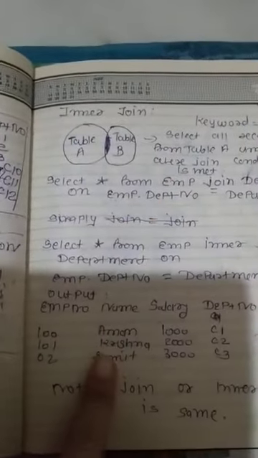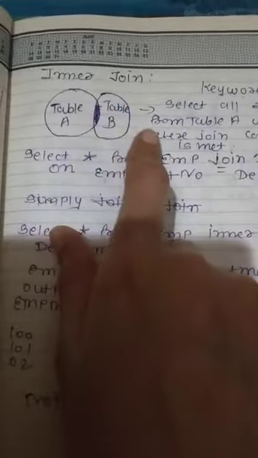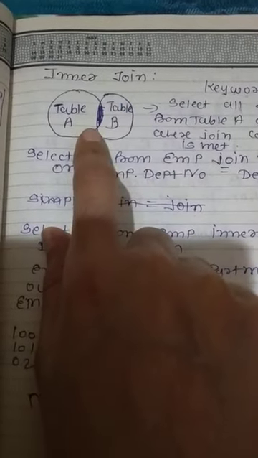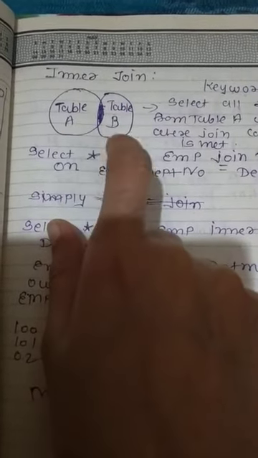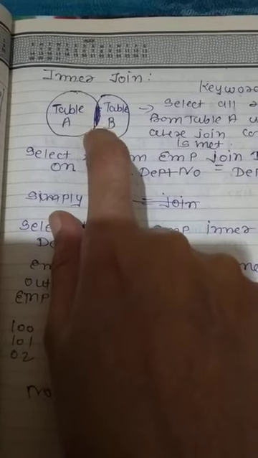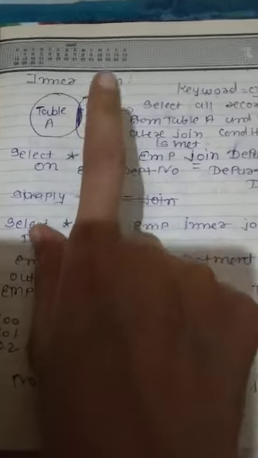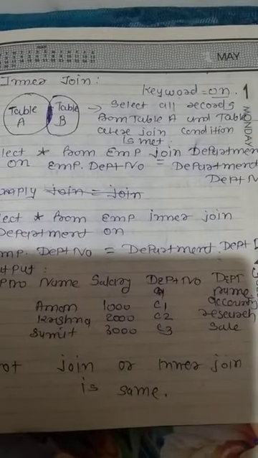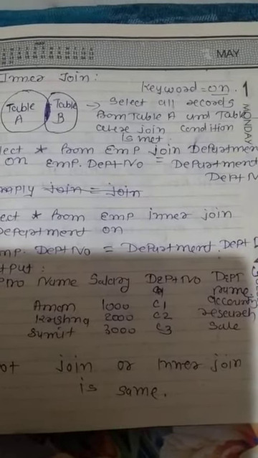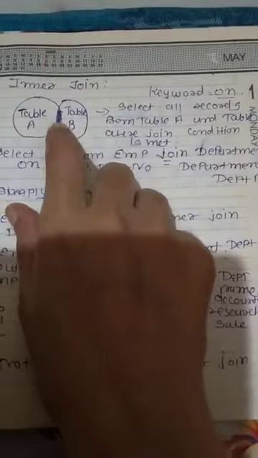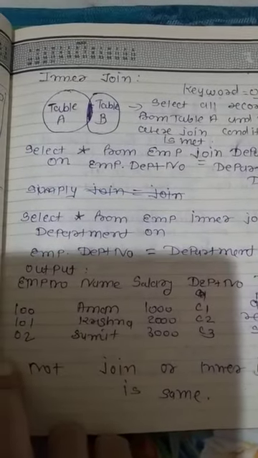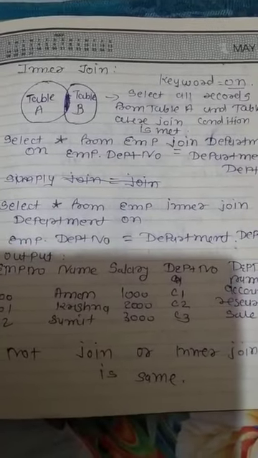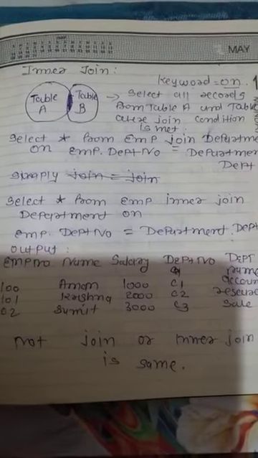Now first of all, what is inner join? I am explaining inner join with this Venn diagram, table A and table B. This portion shows the matching records. So select all records from table A and table B where the join condition is met. Okay, so what is the formula or query for inner join?